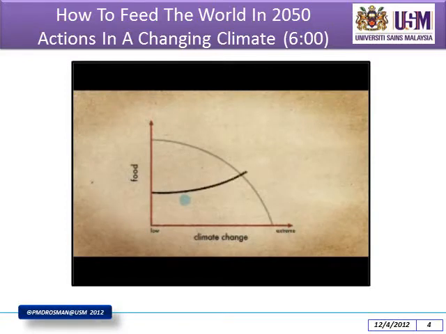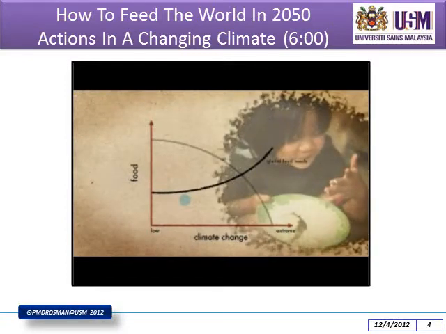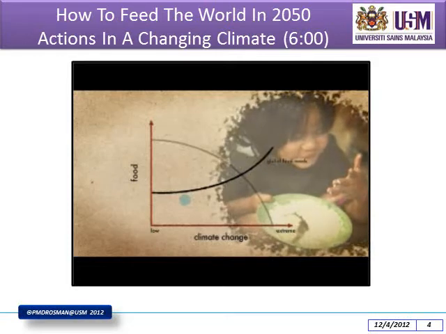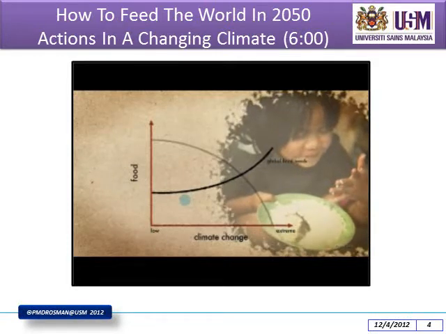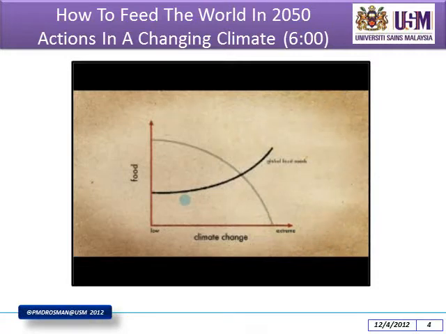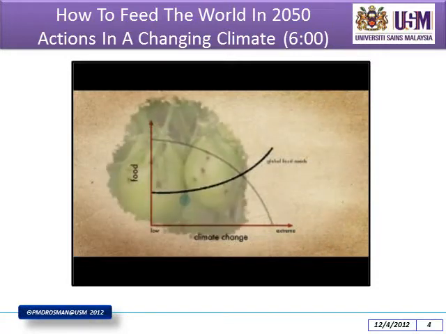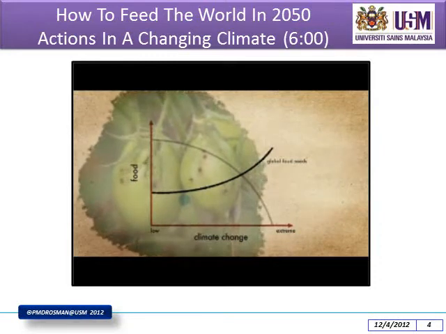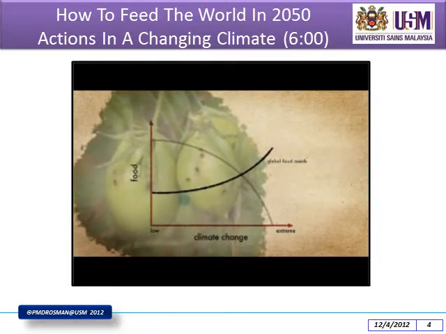This curve represents how much food we need to ensure everyone on Earth has adequate nutrition. The world's population will increase to around 9 billion by mid-century. It curves up under high climate change, as we will need more food to make up for greater crop losses due to climate variability and pest outbreaks.